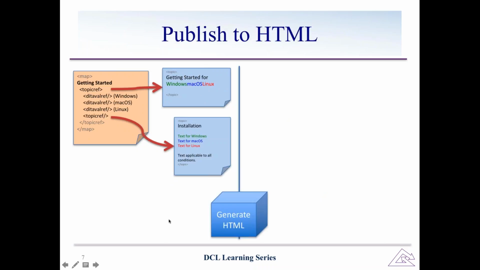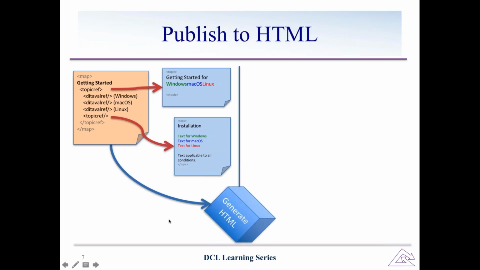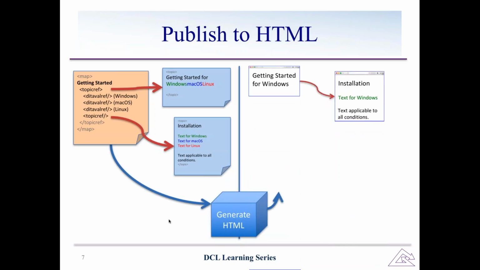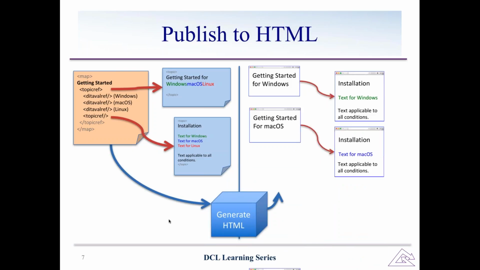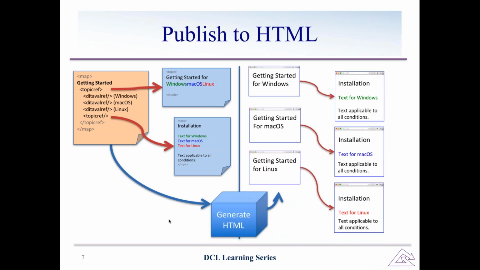Then when we process that and we want to generate HTML, what we get is a copy of those 2 topics for each of the DITAValRefs. So you can see now I have getting started for Windows, getting started for Mac OS, getting started for Linux, and they each then refer to a copy of the installation topic that only reflects that particular operating system.